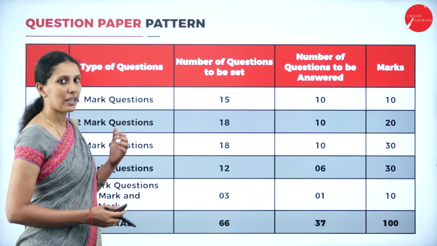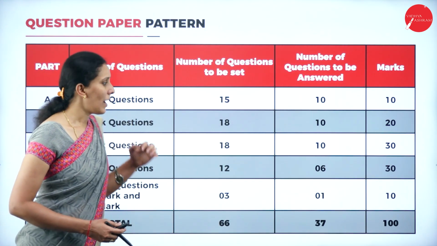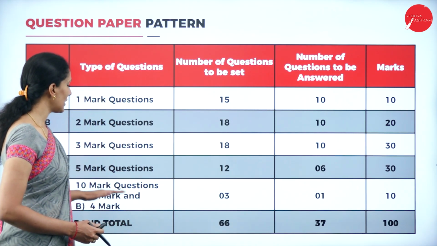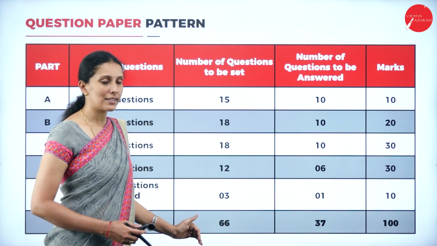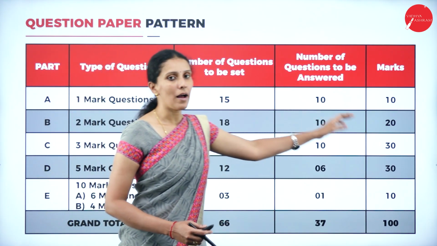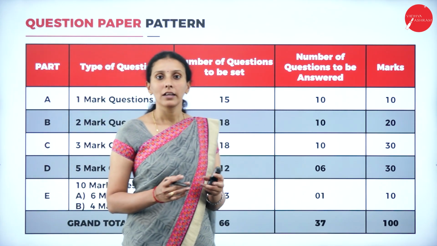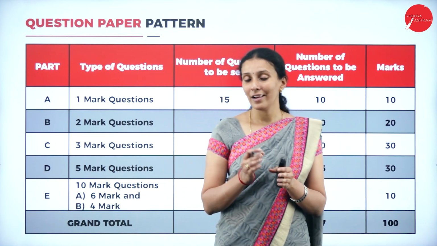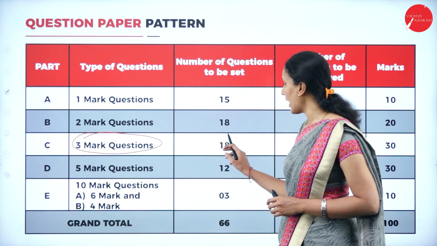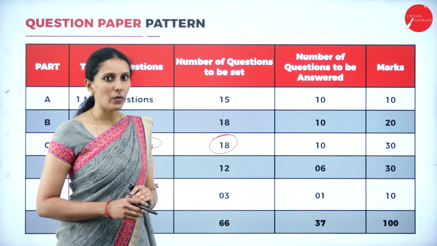As I said previously in the last session, you will have 5 sections from part A to part E. Part A is 1 mark, part B 2 marks, part C 3 marks, part D 5 marks and part E 10 marks. The number of questions they will set and the number you have to answer is given here, along with the marks for each section. So you can gain a maximum of 100 marks, and the question paper will be set for 195 marks. In part C also, you will have 18 questions, but you have to answer only 10 questions. Let's see the model question paper now.